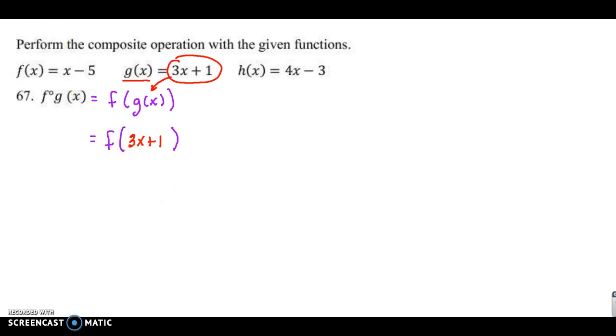Well, notice my f function is x minus 5. So f would be x minus 5. And what I'm going to do is take that g of x and put it in place of that, where the x was. And then we just sort of clean it up. So when we clean that up, 3x plus 1 minus 5 gives me 3x minus 4. And you're just plugging it in. They will give you a few of your functions. You will have just different things that you have to do with that. Okay?